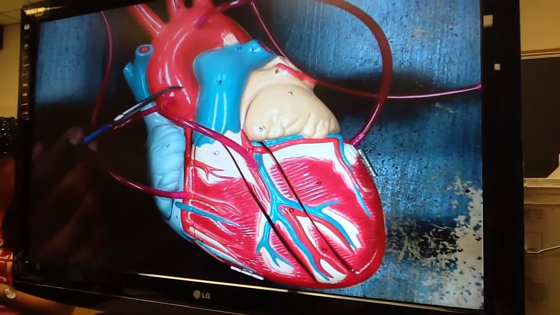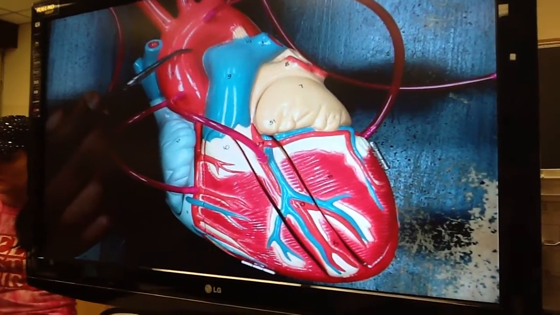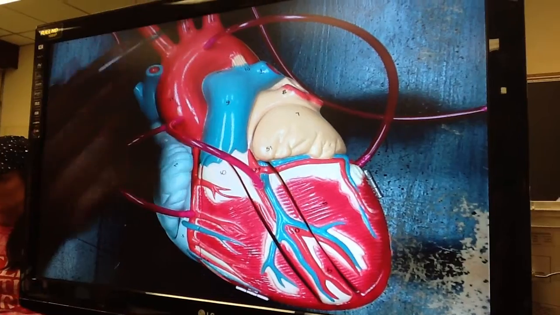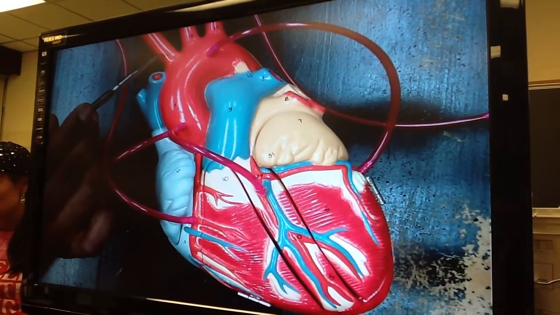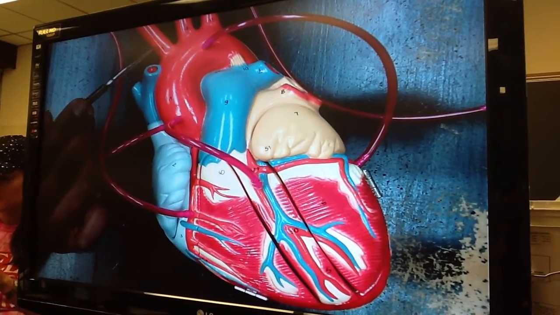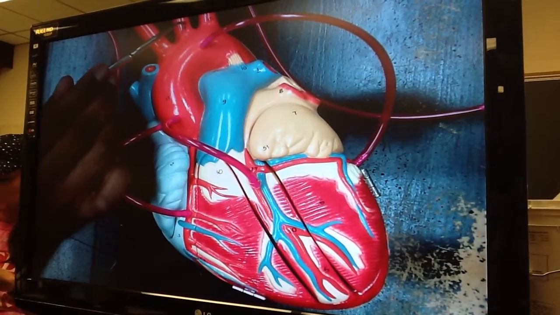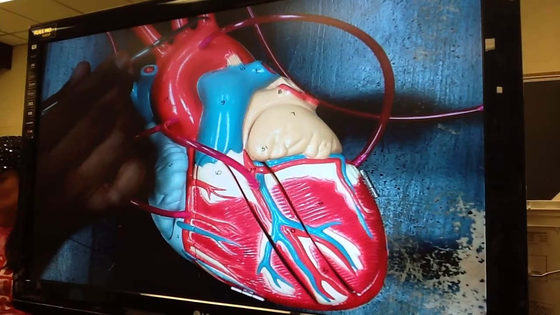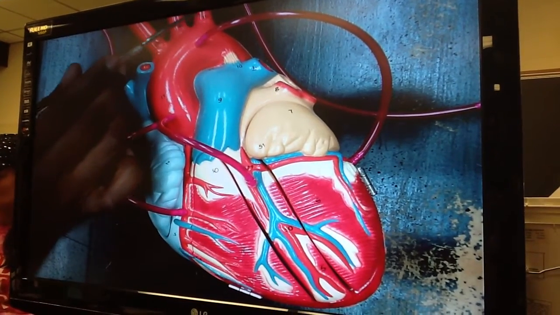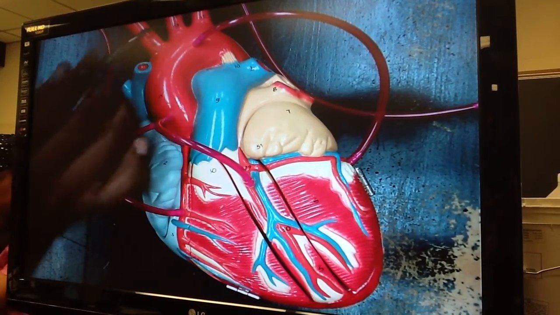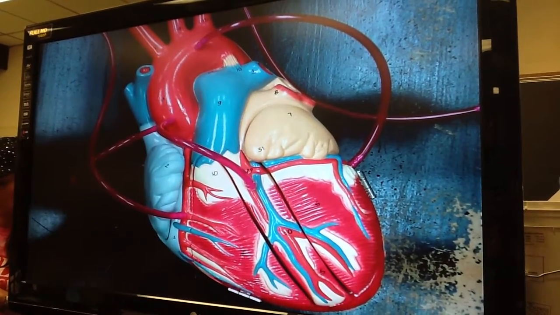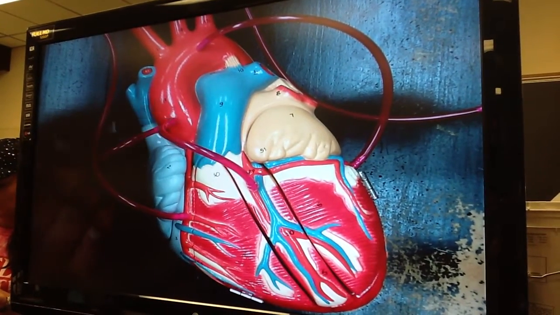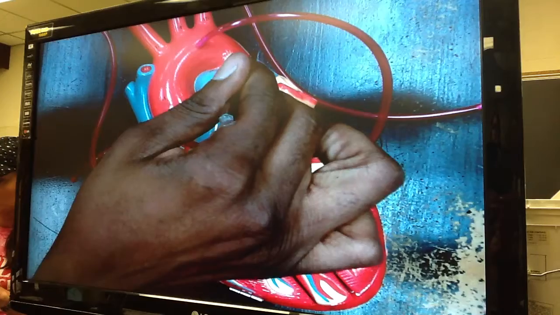Coming off the aorta, Mr. Gilmore, are these vessels, 13, 14, 15. 13 represents, Mr. Gilmore, brachiocephalic artery. 14 represents left common carotid. 15 represents left subclavian. But Mr. Gilmore, if that much is true, you need to be able to break those down to me in more depth. I will. Here's the ascending aorta, the aortic arch, the descending thoracic aorta.